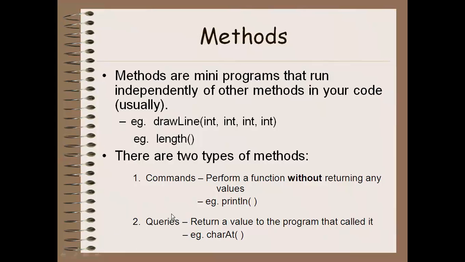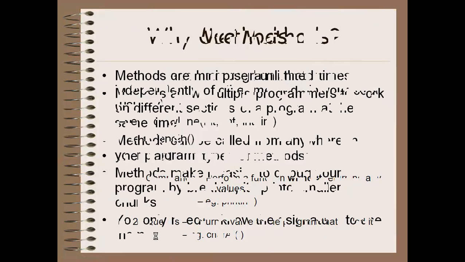We also have queries, which we'll be talking about in our next lesson, and these basically return the same thing as a command, but they return a value to the program. So char at will return a character at a specific location to the program so it could be used later.